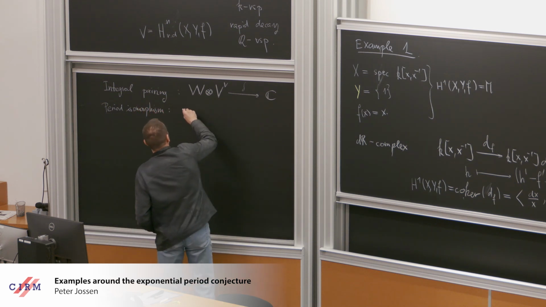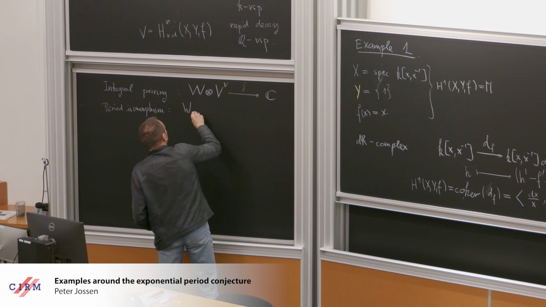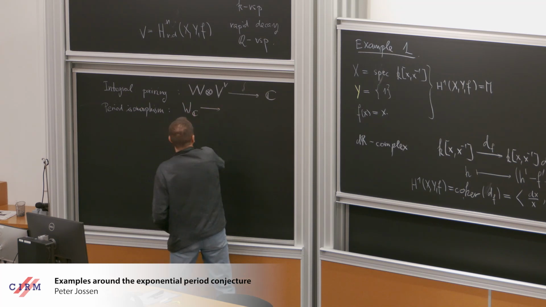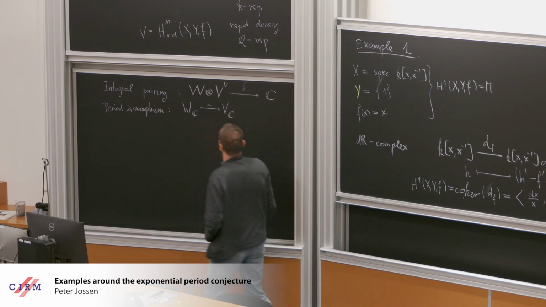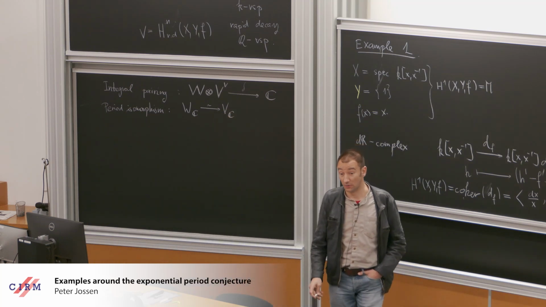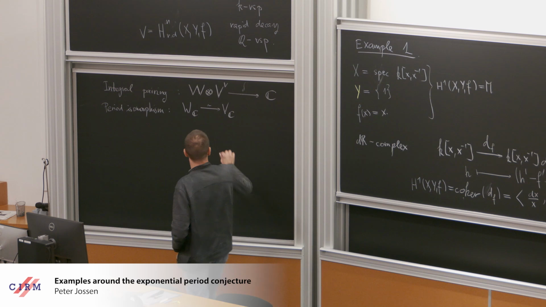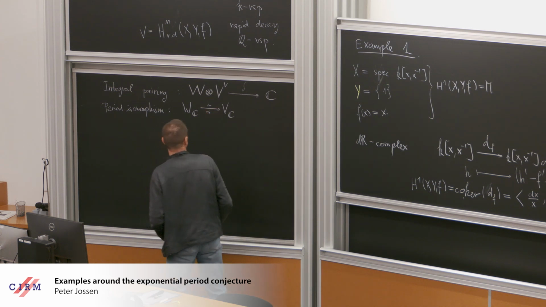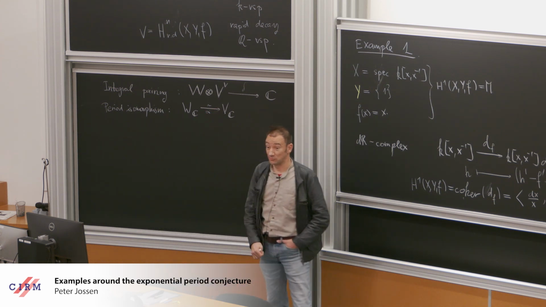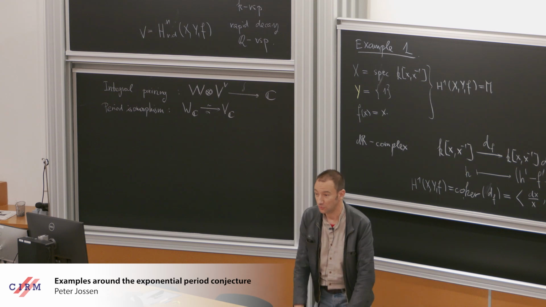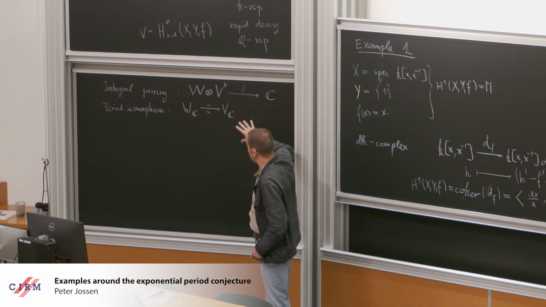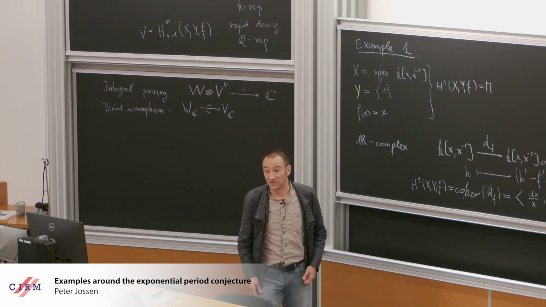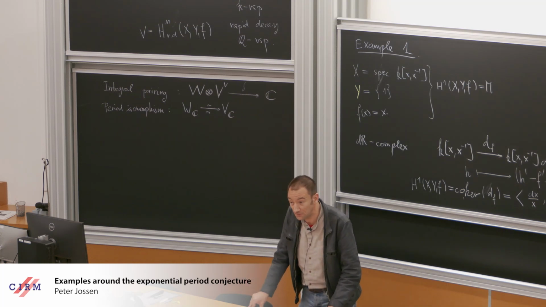And this is an isomorphism that goes from W complexified to V complexified. It's defined over the complex numbers, alpha. Well, I say it's an isomorphism. That's not an easy thing to verify. So this period pairing is actually a non-degenerate pairing, and the induced map is indeed an isomorphism.